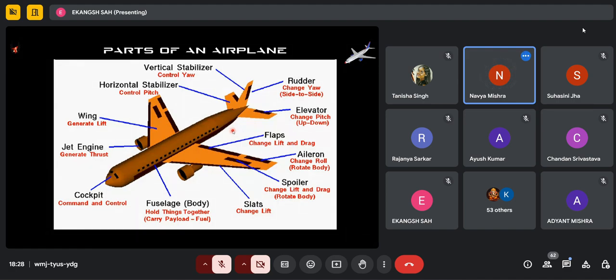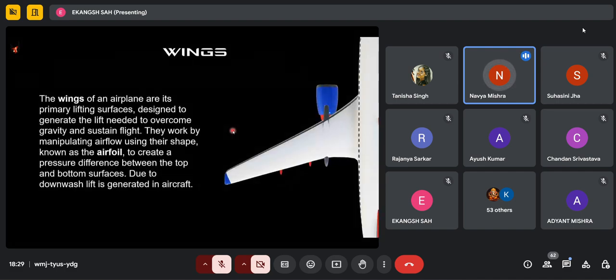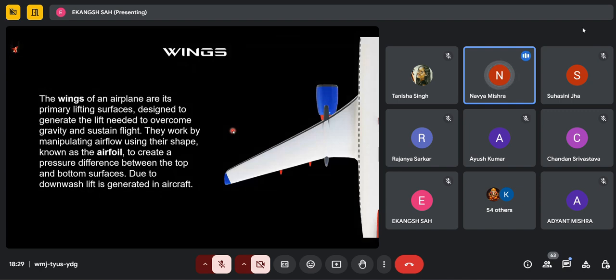Next slide. So here we'll study what a wing actually is. The wing is the primary surface that generates lift. Now the question arises: why does this happen? The reason is that the wing has a certain shape, that is, it has an airfoil structure. That is why this happens.